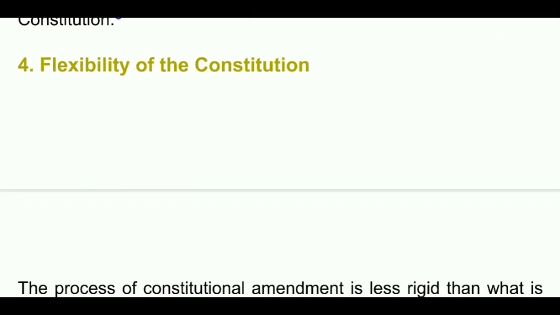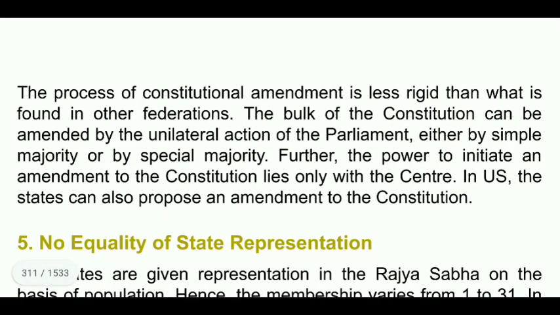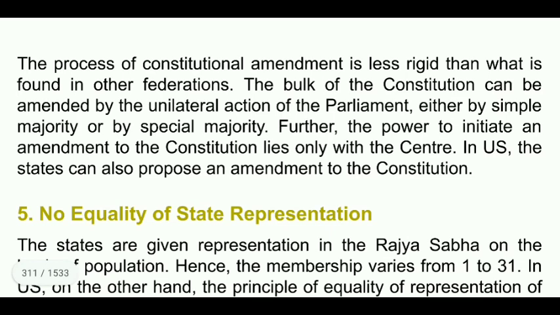Number 4. Flexibility of the constitution. The process of constitutional amendment is less rigid than what is found in other federations. The bulk of the constitution can be amended by the unilateral action of the parliament, either by simple majority or by a special majority. Further, the power to initiate an amendment to the constitution lies only with the center. In US, the states can also propose an amendment to the constitution.